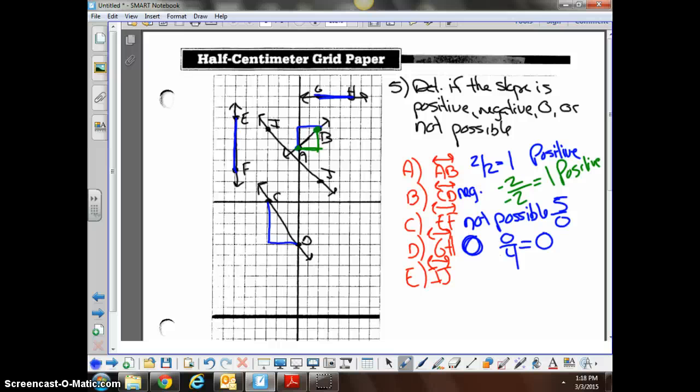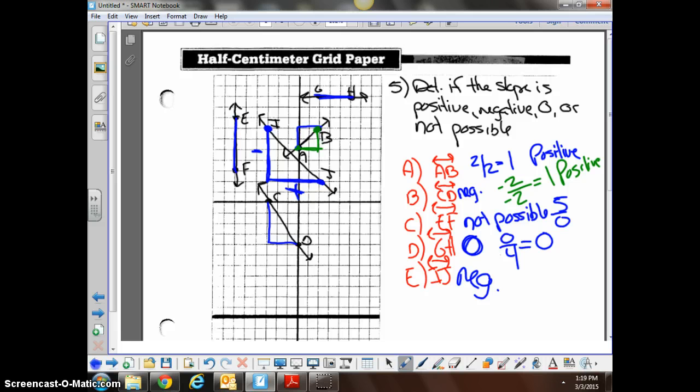And then IJ: positive, negative, 0, or not possible? What do you think, Owen? I think it's negative. Explain, Owen. Let's go from I to J. What's the rise from I to J? It's down, so that's negative, right? Yes. Let's not even care about the numbers. And what's the run? Positive. So you have a negative rise and a positive run, Owen. And a negative over a positive is always going to be negative. So we have a negative slope.